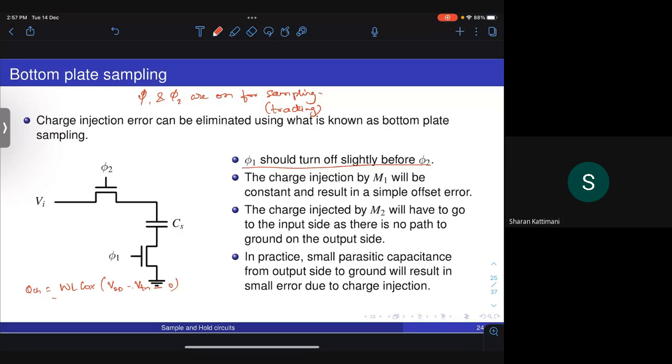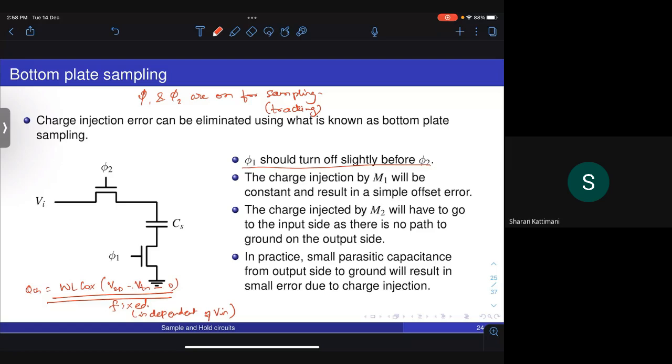which means that this charge injection is fixed, or in other words, it is independent of Vin, right? So you turn off phi 1 first, it injects a fixed amount of charge onto the output that only results in an offset error, much better than having a nonlinearity error. And after that, you switch off phi 2.